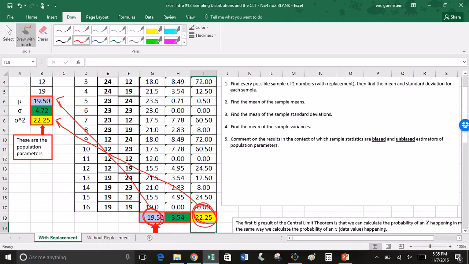The standard deviation is what's called a biased estimator, because if you resample to exhaustion, all those sample standard deviations will not give you the same value as the population standard deviation. Okay, let me get rid of this.